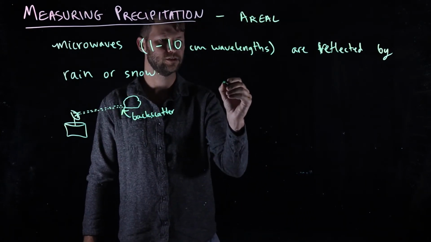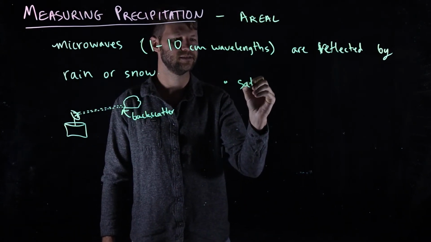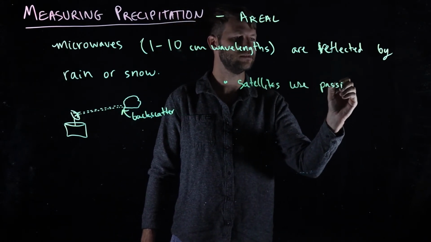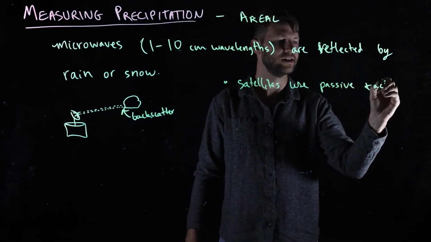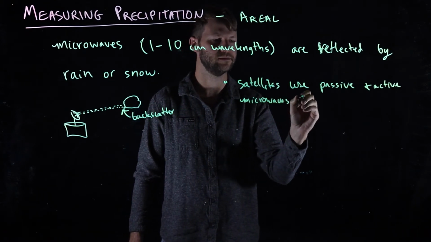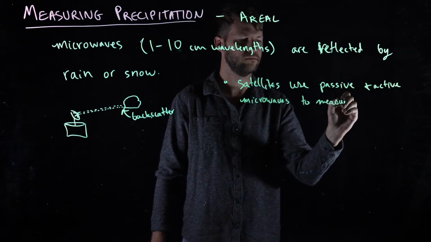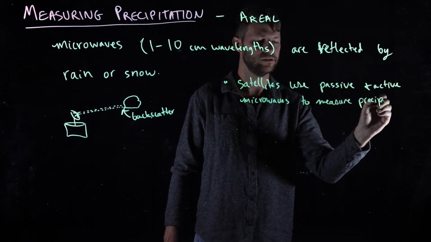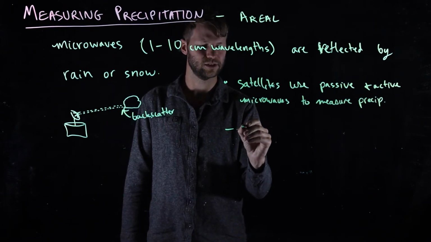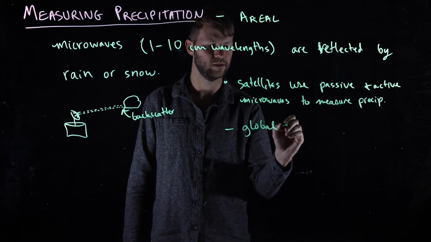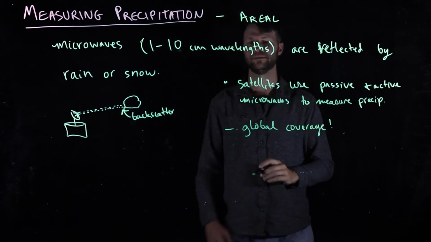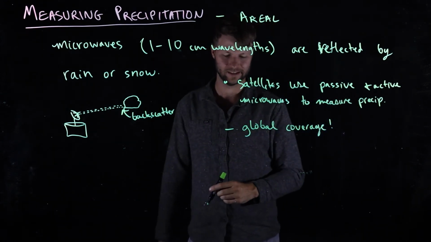And so we also rely on the fact that satellites that are circling the Earth use both passive and actively emitted microwaves to measure precipitation. So the great thing about this is that this is the single best source for global coverage. No other data set or no other method can really provide information about precipitation happening at a global scale as well as these satellites can.